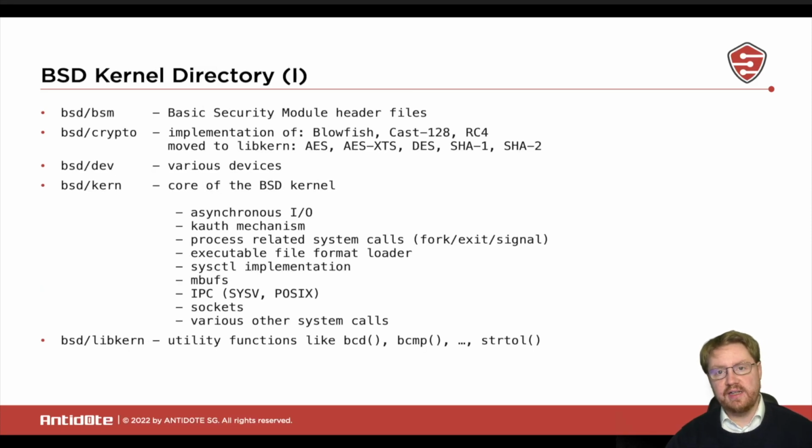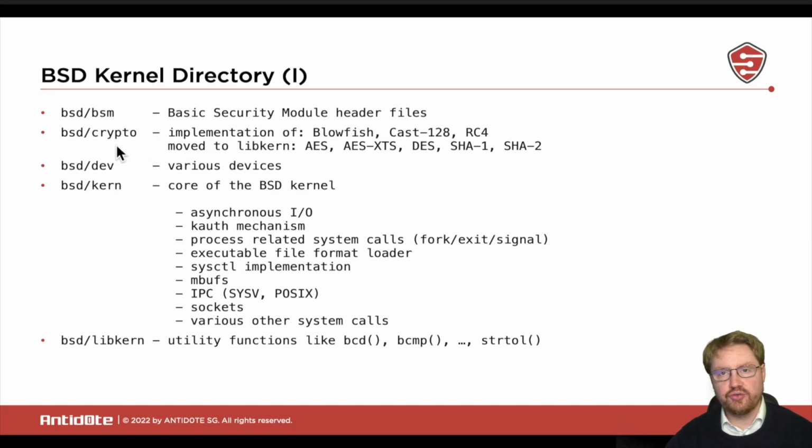Okay, let's drill down into each of these major directories. So in the BSD directory, we have the BSM, the basic security module header files. By the way, there's a lot of these subdirectories, and sometimes they just contain basic header files, and so they are all skipped on these slides here.